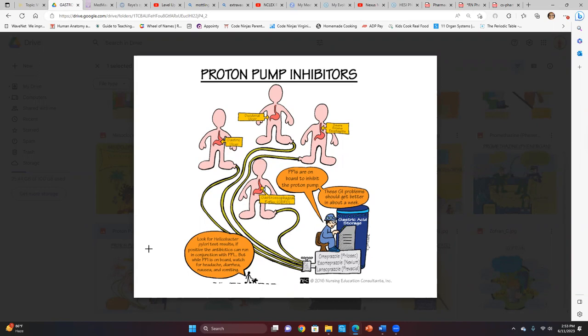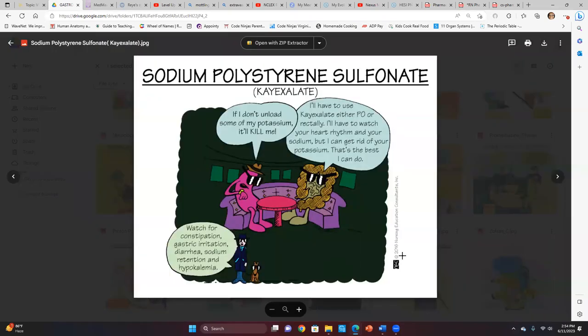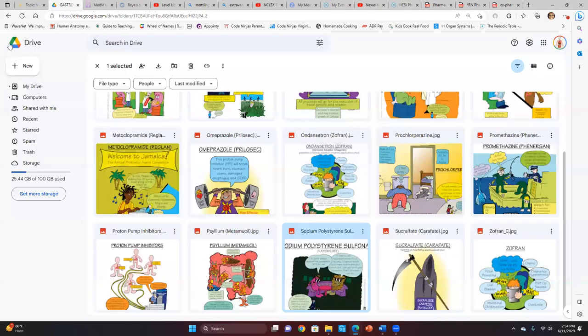Simethicone, I don't think I have a picture for simethicone, but a lot of times that's given to patients post-surgery. Oh, I do have one for Kayexalate. Let me show you the Kayexalate one real quick. Kayexalate, or sodium polystyrene sulfonate, is to get out the extra potassium. Now let me just mention the simethicone. They will chew the tablets and take them after meals. It's for a patient that has gas or flatulence that can become painful.